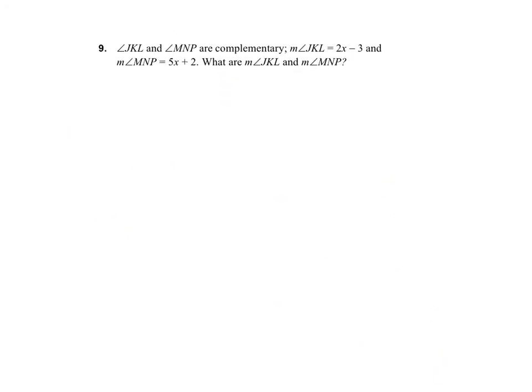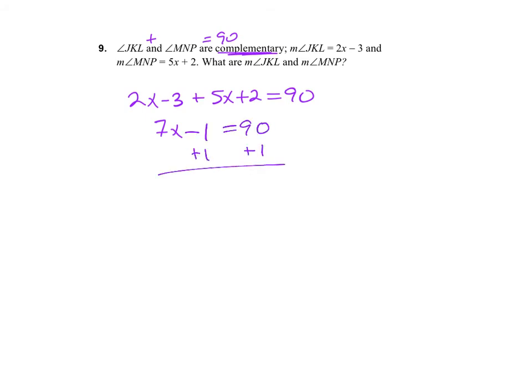Okay, the next one is telling me that angle JKL and angle NKP are complementary angles. Remember that complementary angles are two angles that add up to 90 degrees, right? So if I have 2x minus 3 plus 5x plus 2, that's equal to 90 degrees, again, because they are complementary angles. So 7x minus 1 equals 90, plus 1 on both sides. 7x equals 91, divided by 7, x equals 13.